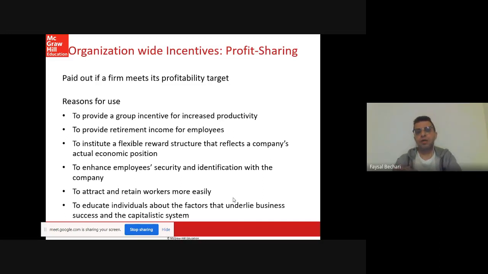Now, there is another organization-wide incentive. In this case, when we talked about a group, here we talk about the whole organization incentive. There's something called profit sharing.